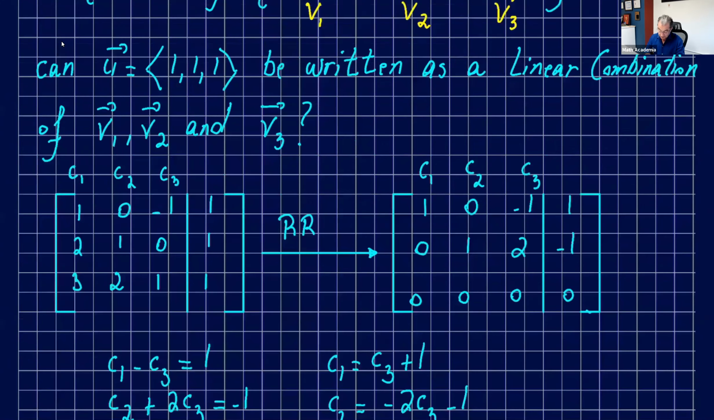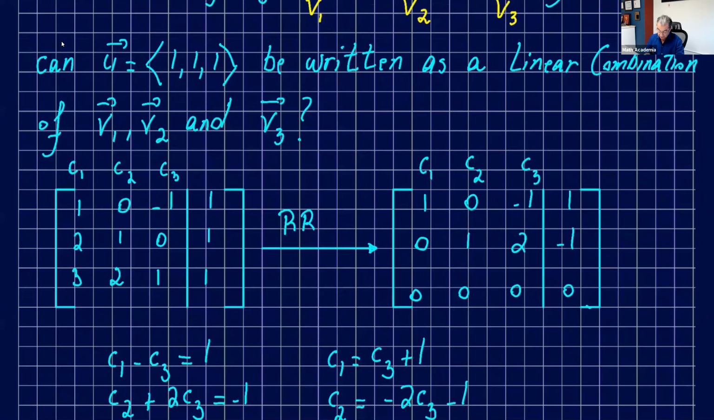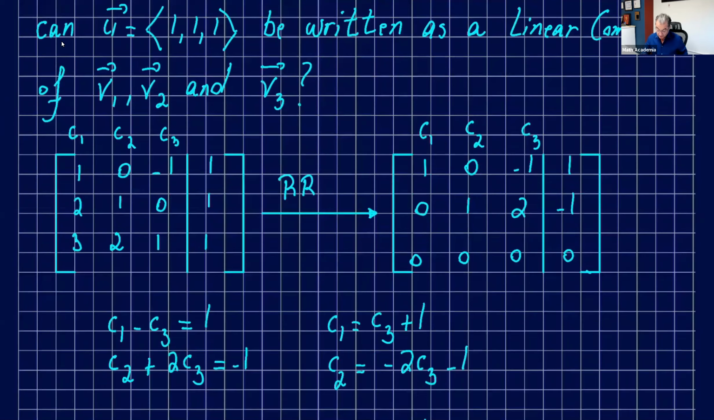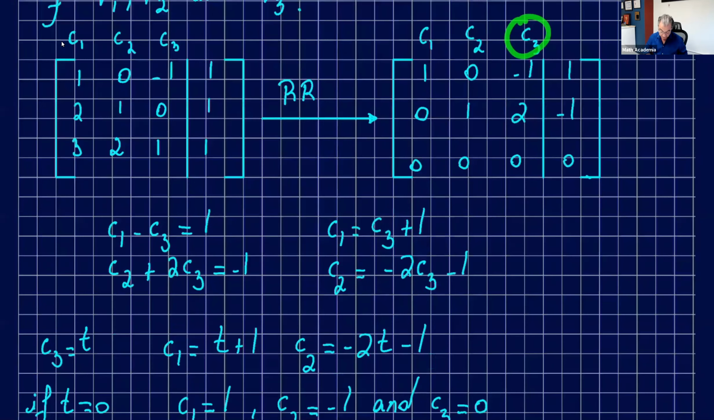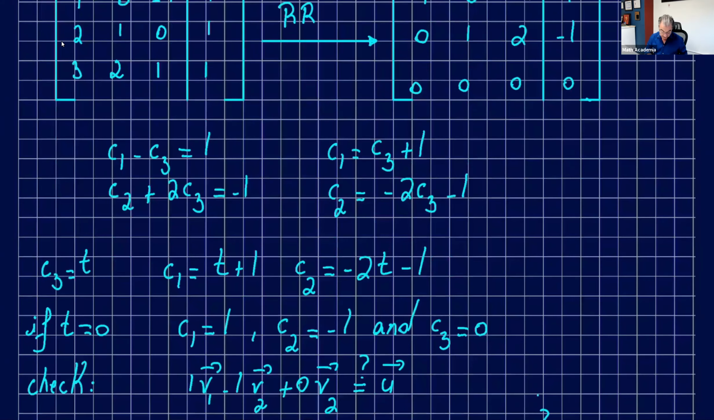Here again, if you do the row reduction, we notice it's a little bit different. We get all zeros in the last row. That means this has an infinite number of solutions. So here our free variable is C3. If you rewrite the system, you get C1 minus C3 equals 1, and C2 plus 2 C3 equals negative 1. So the free variable is C3. You can say C3 is t, then C2 is going to be negative 2t minus 1, and C1 is going to be t plus 1.